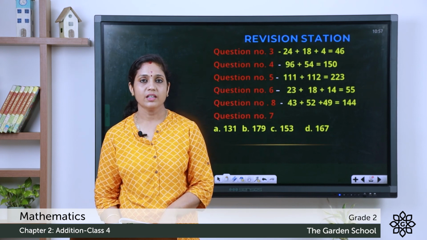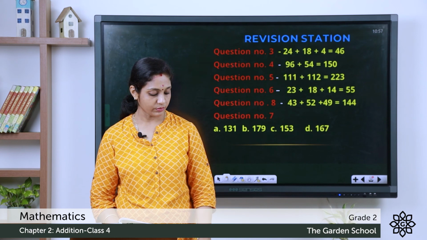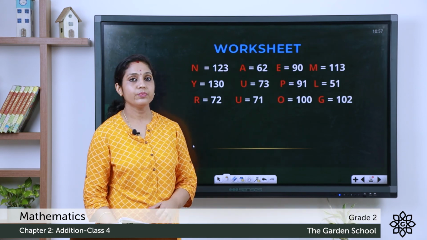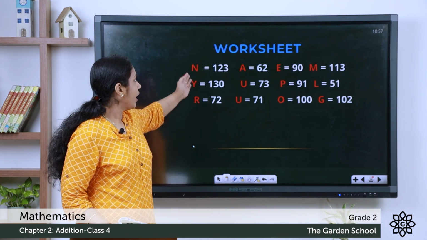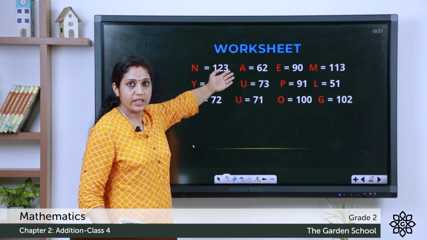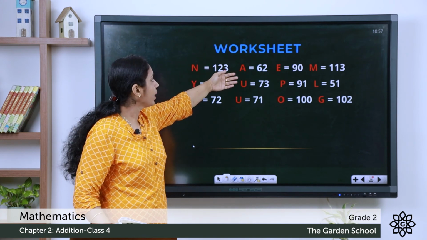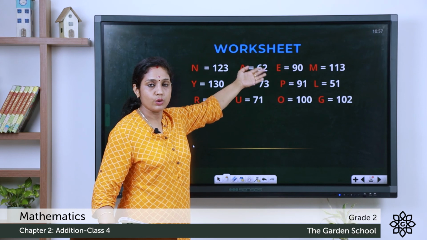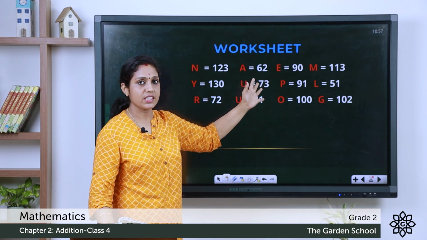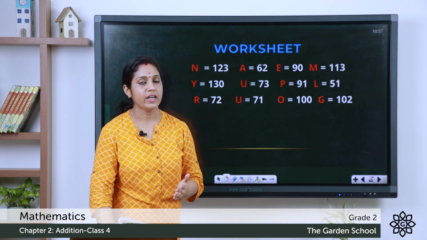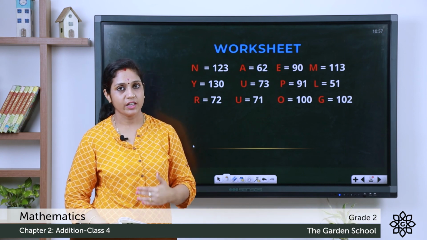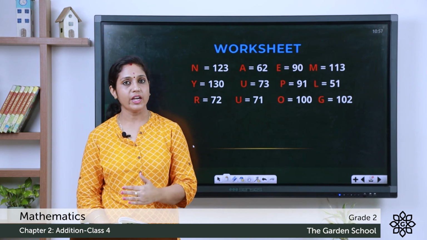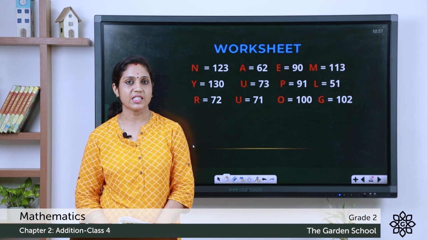Hope you have done. Now let's check the answer. Here the answers are written. N is equal to 123, that has been already done for you, and A is equal to 62. So similarly, check the answers whether you have done it correctly and then decode the secret message. Find out what is the secret message that has been given to you.